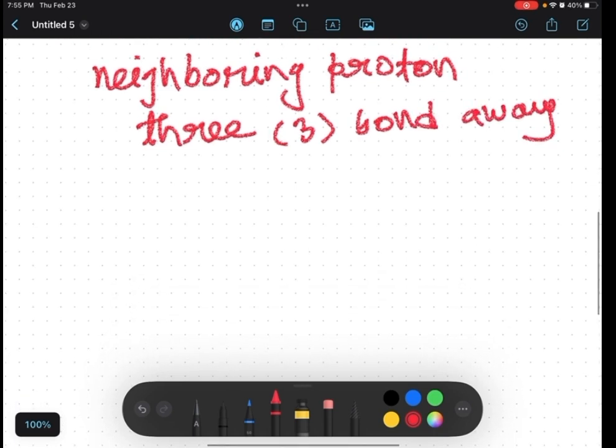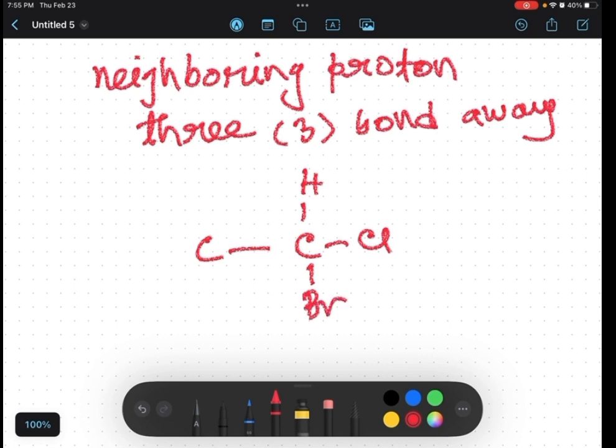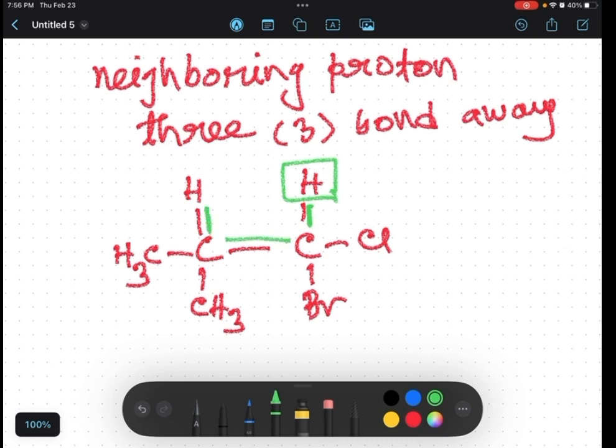Suppose you have a proton here, and chlorine here, bromine here, and this is a proton, and this is a carbon, and this is a carbon. Now if we consider this proton, count how many bonds away it is: 1, 2, 3. So that is a neighbor.